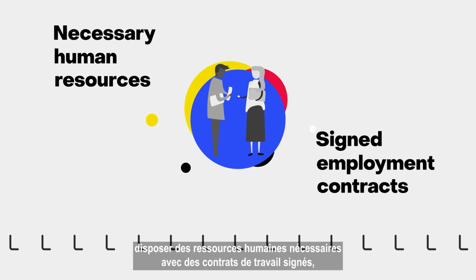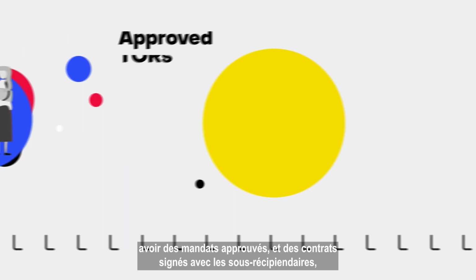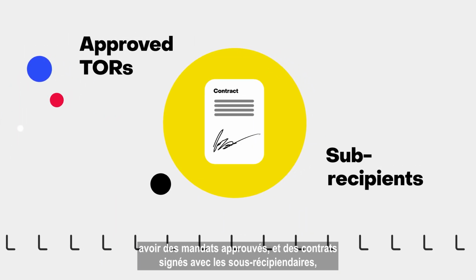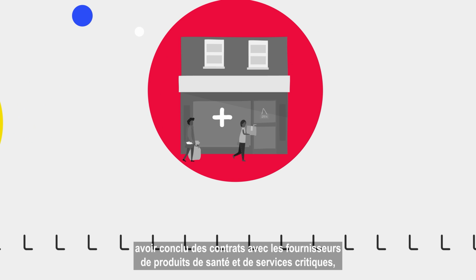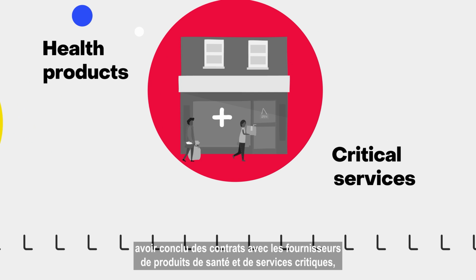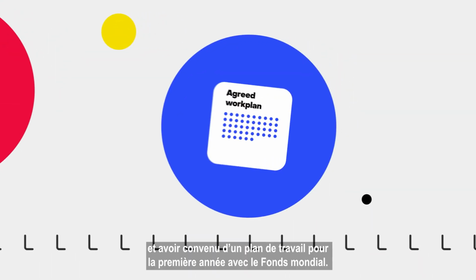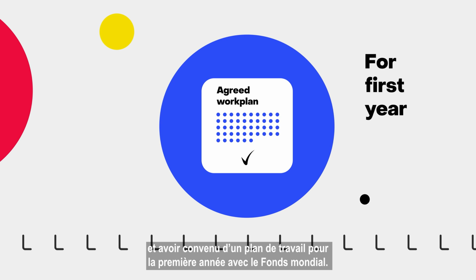This includes signed employment contracts, approved terms of reference, and signed contracts with sub-recipients, contracts with the selected suppliers of health products and critical services, and an agreed work plan for the first year between the Global Fund and PR.